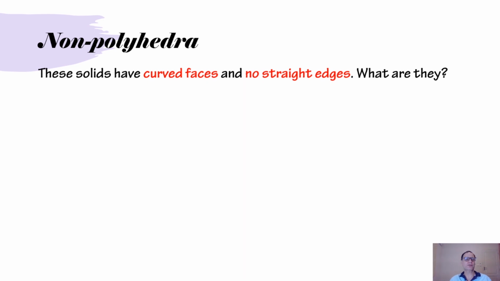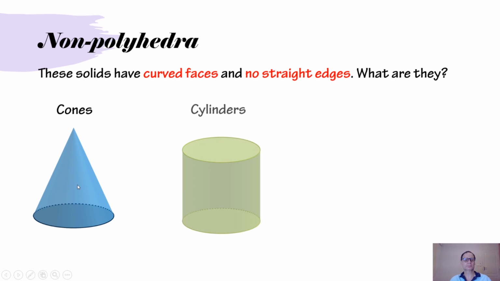The non-polyhedra. These solids have curved faces and no straight edges. Do you know what they are? Think about it. The first one is a cone. Note how the faces are curved. You cannot have curved faces in a polyhedron.